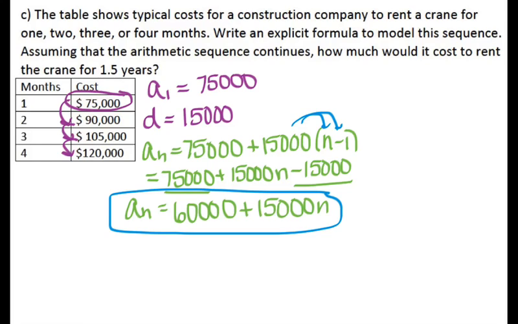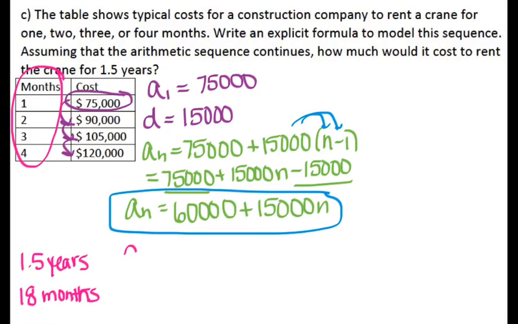Now, going on, assuming that the arithmetic sequence continues, how much would it cost to rent a crane for 1.5 years? Now, be very, very careful with this. So we're looking for the cost after 1.5 years. Now, if you look at the sequence, your terms are in months. So we need to start by changing 1.5 years to months. Well, 1 year is 12 months, so 1.5 years is going to equal 18 months. Since 12 months is 1 year, half a year is 6 months, so that gives you 18 months.